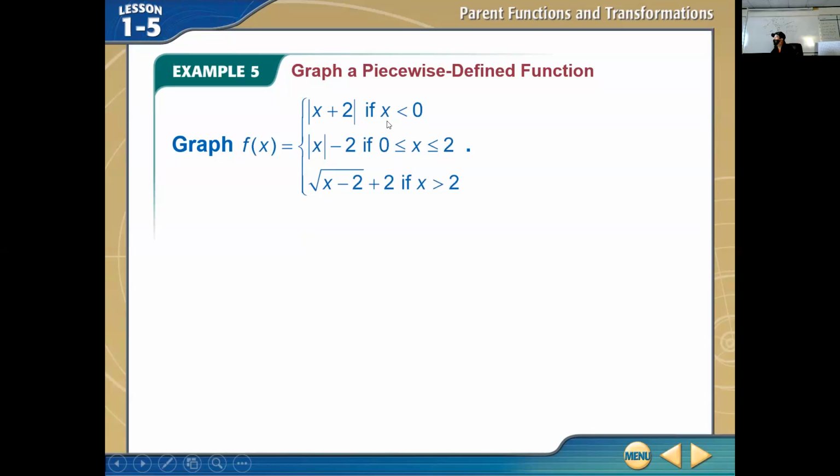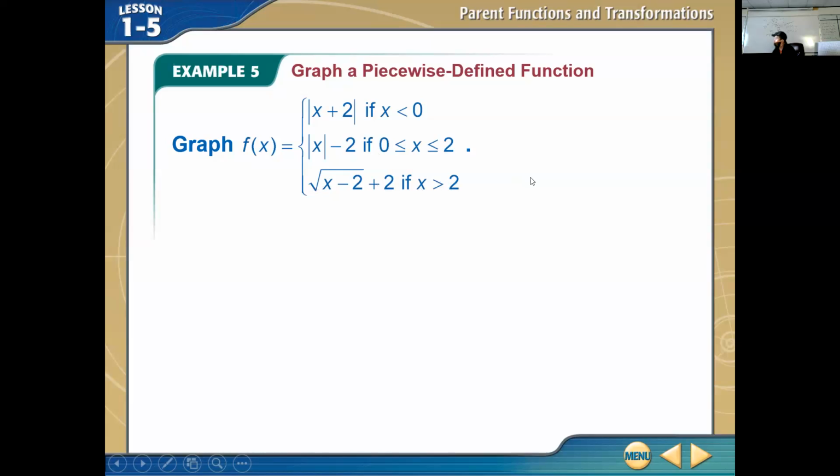Another thing to realize is that this portion of this piecewise function is going to have an open circle at the x value of 0 because that is not included. It's not less than or equal to. Here is our closed circle on 0, because x can be greater than or equal to 0. We're going to have a closed circle on 2 for this middle portion. And then we're going to have an open circle on 2 for all x values that are greater.